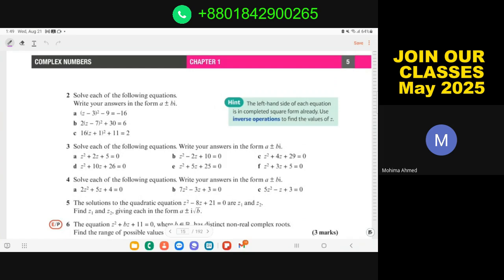Question C. 16 times z plus 1 whole square plus 11 equals to 2. Solve each of the following, and again over here you have to keep your answer in the form of complex numbers this time. Previously in question 1, they asked you to keep your answers in the form of what? In imaginary numbers. Now they're asking to keep your answers in the form of complex numbers, right? So for part C, 16 times z plus 1 whole square plus 11 equals to 2.